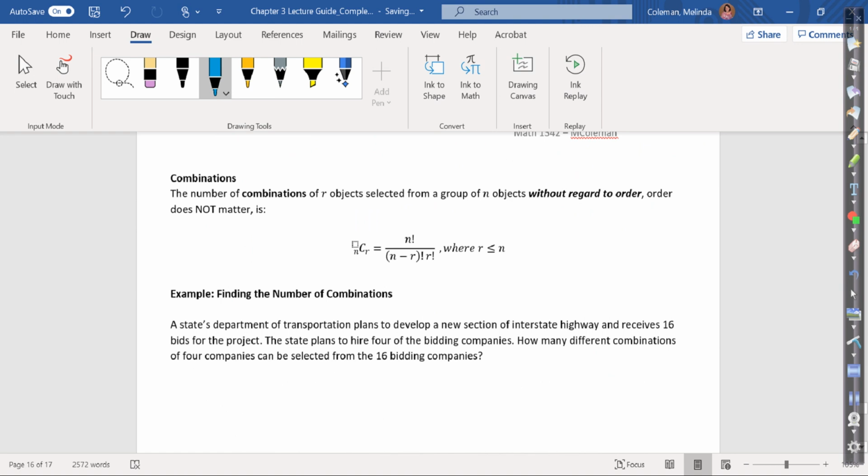All right, and then that's going to take us to what's called a combination. The number of combinations now is of these same n objects from a group of n items, and the difference is this time there is no regard to order. So for combinations, order does not matter.